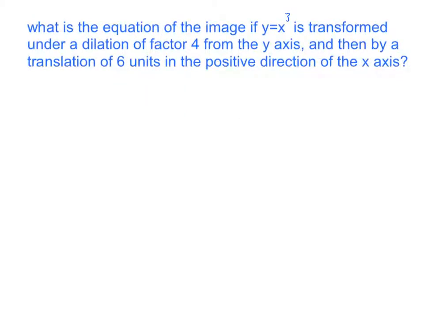Okay, this question, what is the equation of the image if y equals x cubed is transformed under a dilation factor of 4 from the y-axis, and then by a translation of 6 units in the positive direction of the x-axis? Now, for those of you who are using the Cambridge Essential Math Methods 1 and 2 CAS version, you can refer to page 174 of the text for a bit more explanation of this.